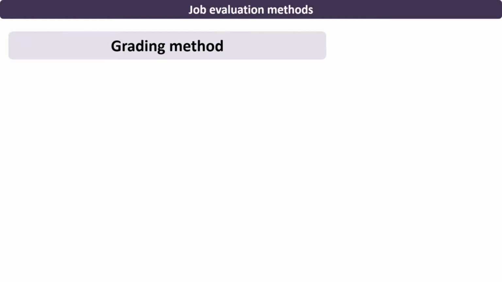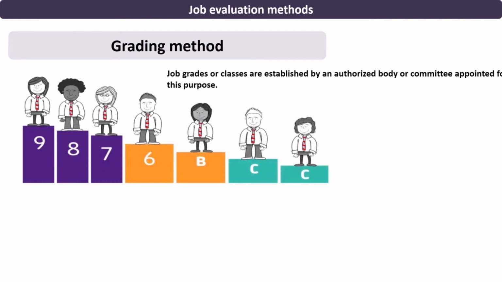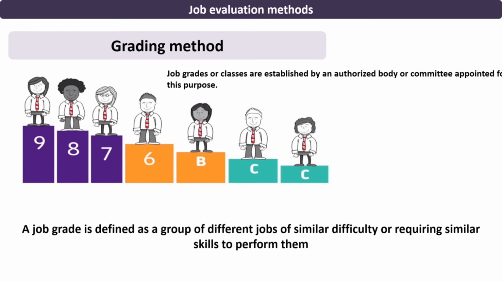grading method. Now, under this method, job grades or classes are established by an authorized body or committee appointed for this purpose. A job grade is defined as a group of different jobs of similar difficulty or requiring similar skills to perform them. Job grades are determined on the basis of information derived from job analysis.